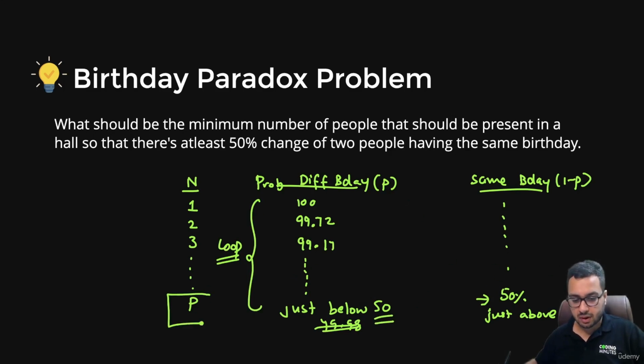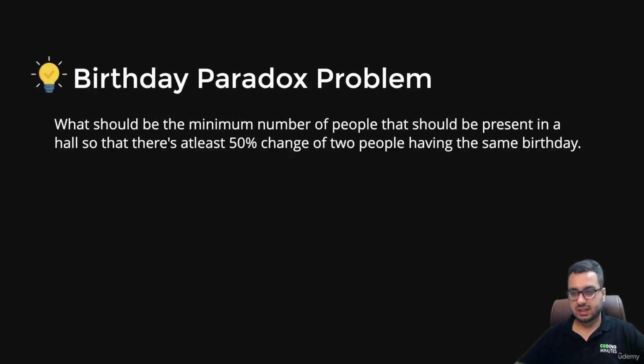For this number of persons in the hall, the probability of having the same birthday is just 50% or just higher than that. The 50% might not be exact, it could be like 50.1 or something of this sort, then we will stop. So at least 50% probability we want, and this is the value of p that we will get through this loop. I hope you got a high level idea, and I would suggest you try to code it on your own, and in the next lecture we will discuss the implementation.